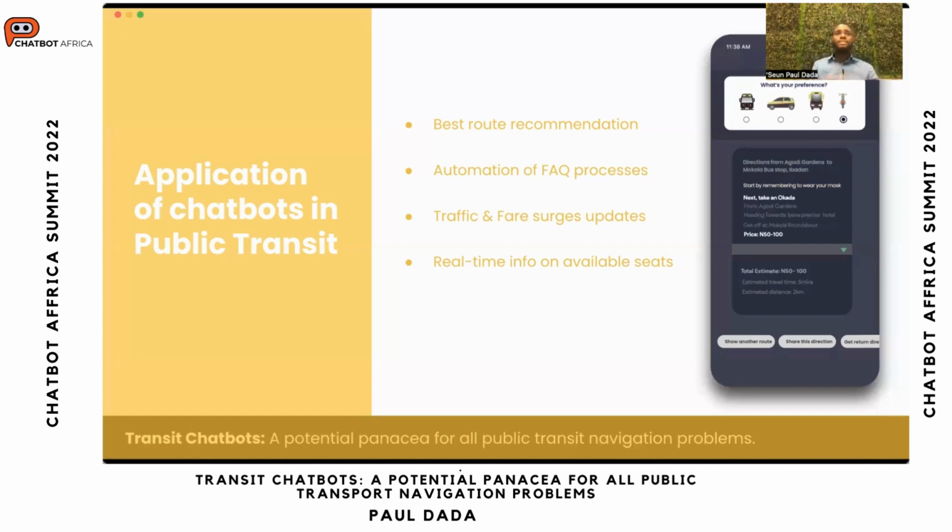Traffic and fare updates. Again, this is very much feasible. And what do I mean? Push notifications can simply help you to do this.